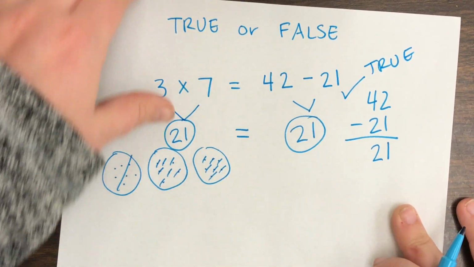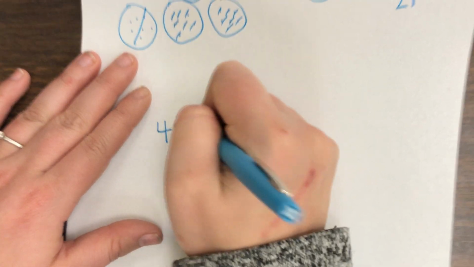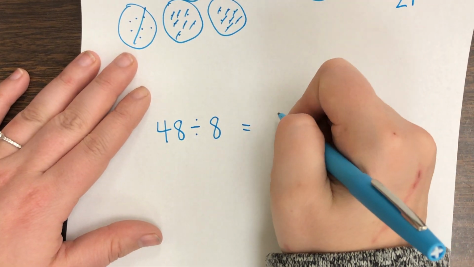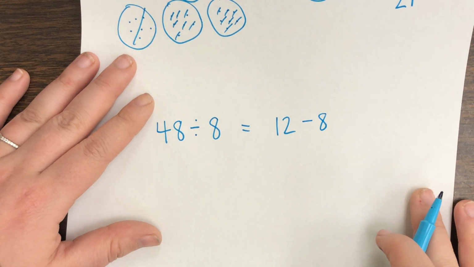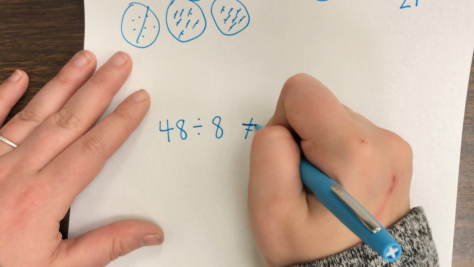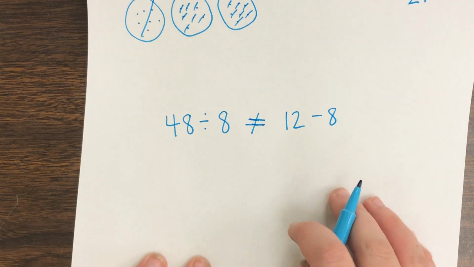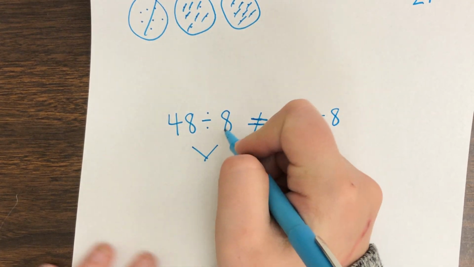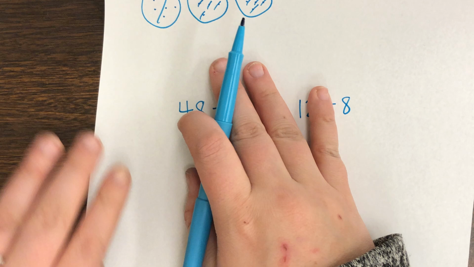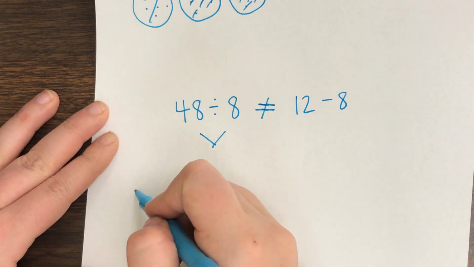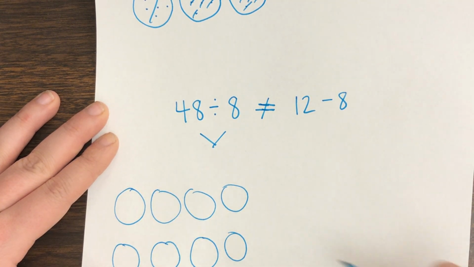Okay? Let's look at this next problem where we have 48 divided by 8 equals 12 minus 8. And let's do a not equal sign here. Okay, so this is saying that these two are not equal. They can't be equal. So we're trying to figure out, is this true or false? Let's start out by solving 48 divided by 8. For this, we are sharing, so I'm going to do the opposite strategy of what I did up here for multiplying. I'm still going to do groups, but I'm going to draw not 48 groups, but 8 groups. And we're going to split up 48 between the 8 groups and see what we get.